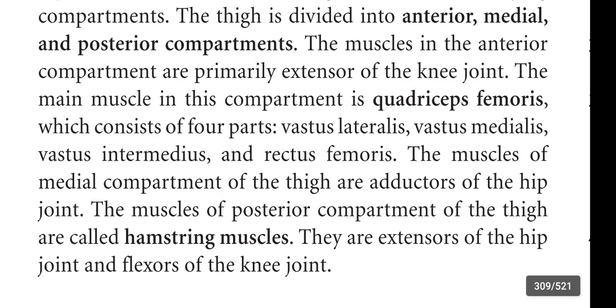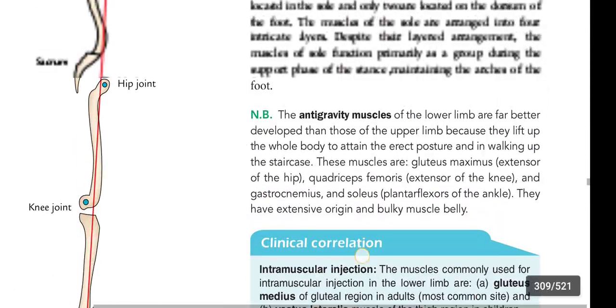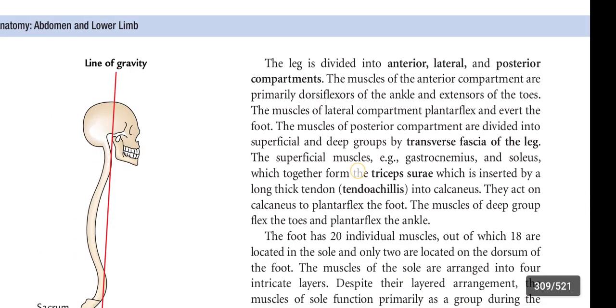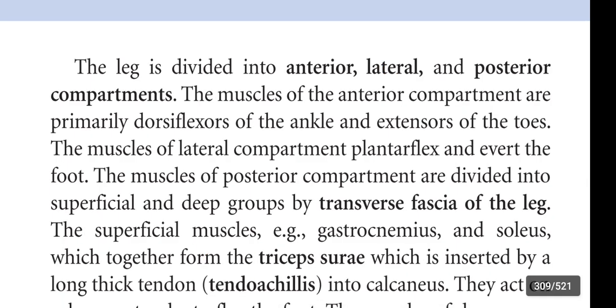The next compartment is posterior. The posterior compartment of the thigh has muscles called hamstring muscles. These hamstring muscles act as extensors of the hip joint and flexors of the knee joint. So that is what we learn about the thigh.